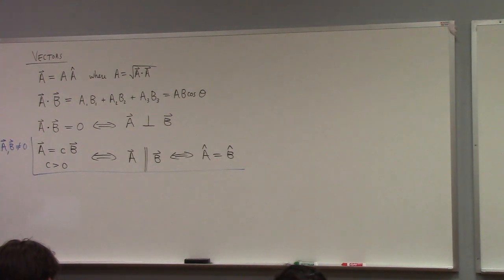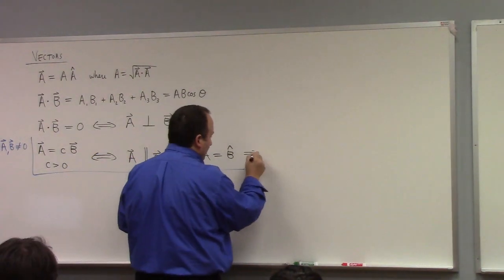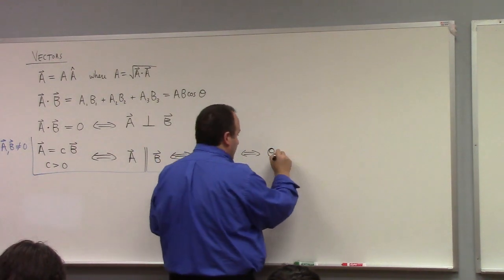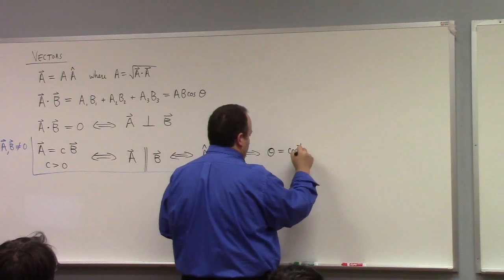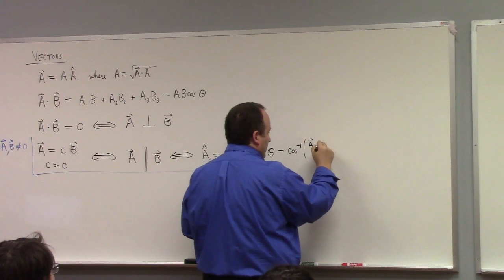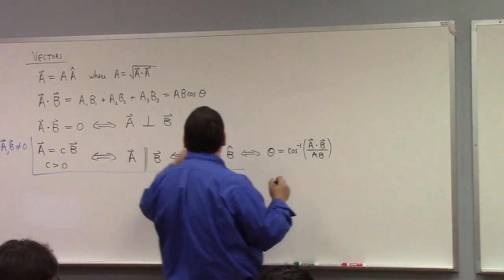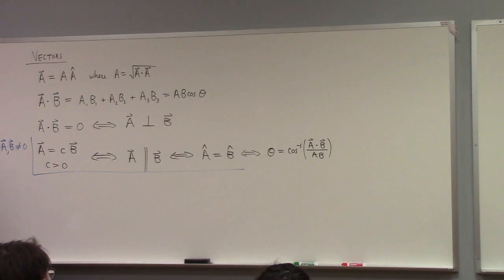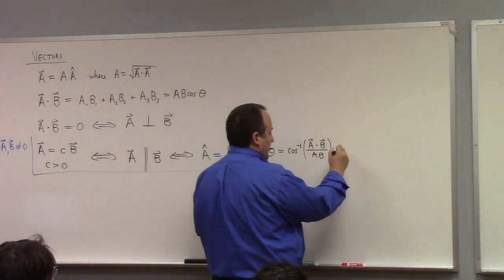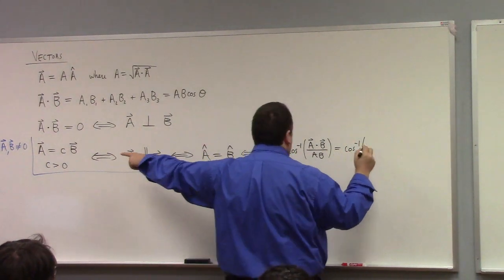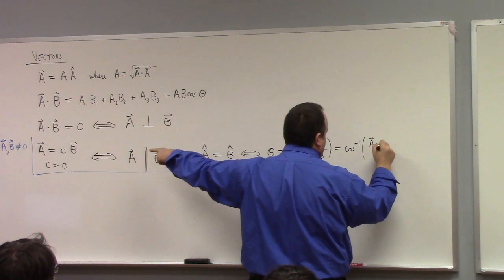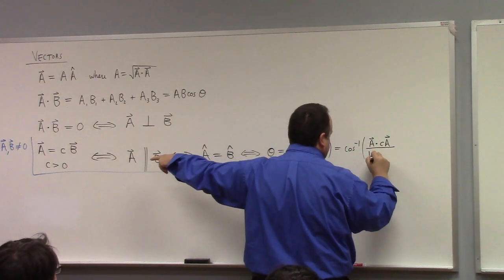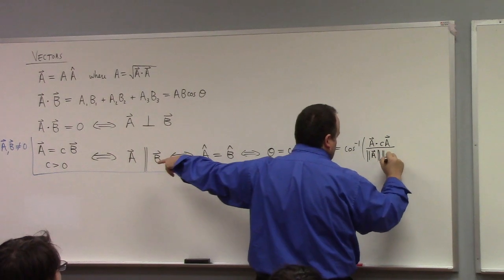Is there any other characterization you could give me of parallel vectors? How about this? Theta equals what? Inverse cosine of A dot B over AB. If we solve the formula up here for theta, that's what we get. And that has to equal what if A and B are parallel? How does that A dot B over AB simplify? It's not 0. 1? Yeah, it's 1. So this would become, I'll just write out inverse cosine. I'll do the original one. So we have A dot CA over the length of A, length of CA.